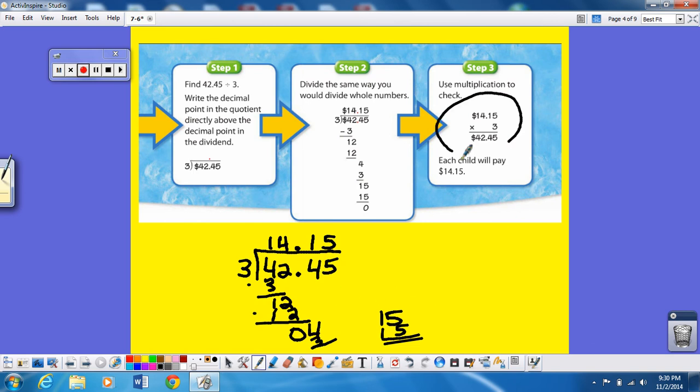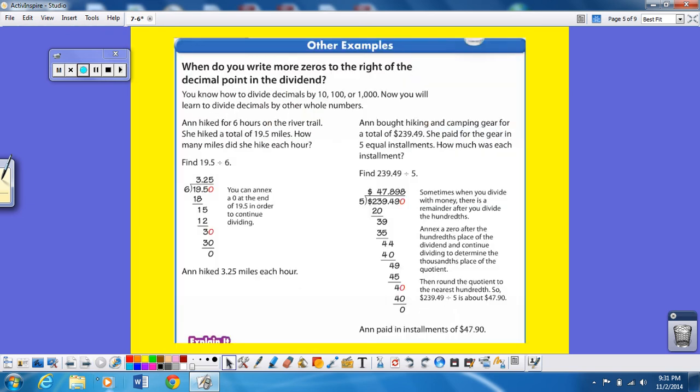How can we know for sure that's right? If you take your quotient and multiply it times your divisor, you should get your dividend. That's always something you can do if you're not sure. Now, sometimes when we divide decimals by whole numbers, we have to annex zeros. What I would like us to do now really quickly is watch a quick video on how to know when you need to add a 0 at the end of your dividend so that you can divide a little bit further. So let's watch this video together.